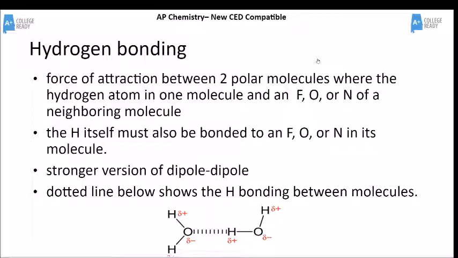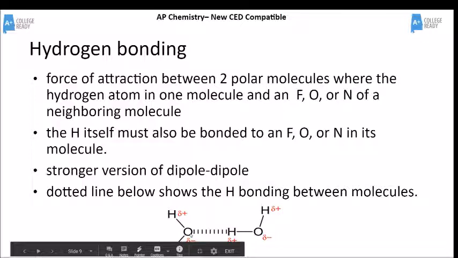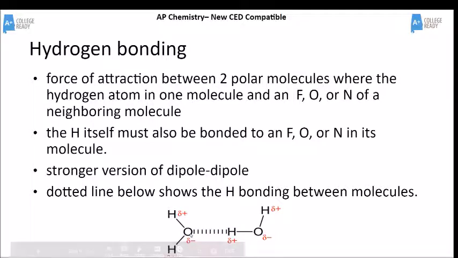So when you have a dipole-dipole force that's super, super polar because of F over N, then we call that a hydrogen bond. But notice that it's not enough to just have hydrogen on one side and F over N on the other. In order to be a hydrogen bond, you have to have an oxygen, fluorine, or nitrogen at one side of the molecule, and it has to be attracted to a hydrogen that's also bonded to an F over N on the other molecule. So make sure you know that definition. Very, very important.